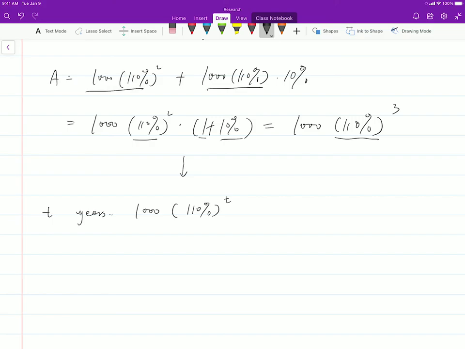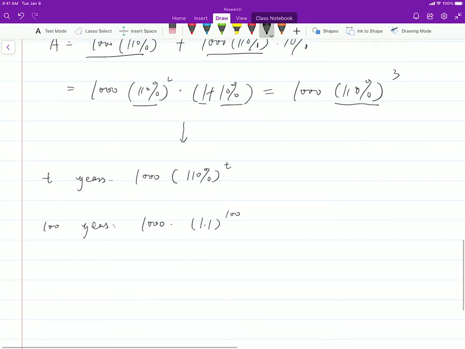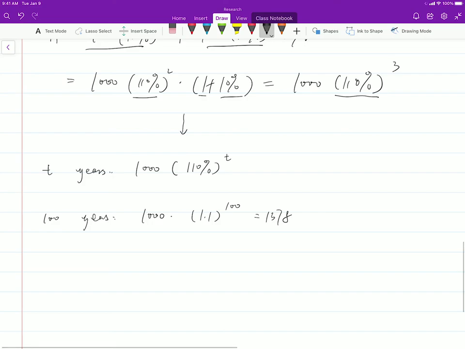You can easily take out a calculator and try to see it. So for example, for 100 years, you can simply take 1,000 times 1.1 to the power of 100. And then we just take a calculator. Cool, that's roughly what we got. Wow, that's a lot of money. $1,000 becomes 1,378,... which means $1,000 becomes roughly $13 million within 100 years.